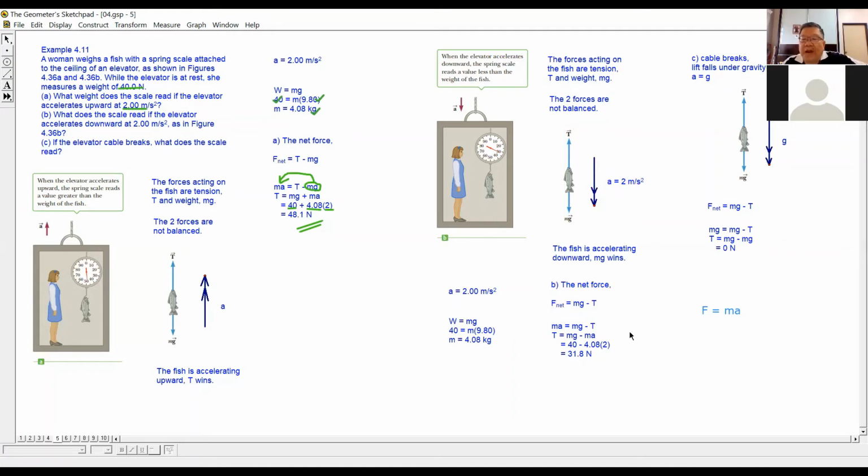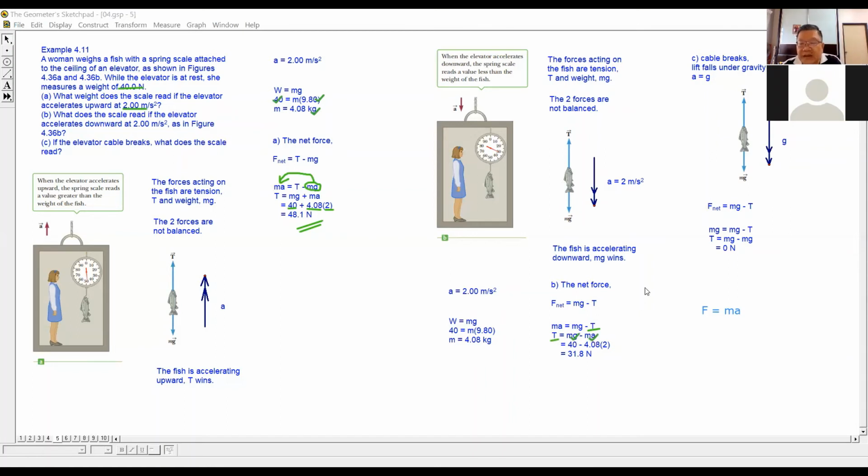mg minus the T. We also know that this net force, according to Newton's second law of motion, is ma. Now I want to make the T the subject of the formula. This is a negative T. Negative T, you have to move to the other side. It becomes positive T. The ma, you have to move to the right hand side. Becomes negative ma. So what we have is the tension, the T equals mg minus ma.